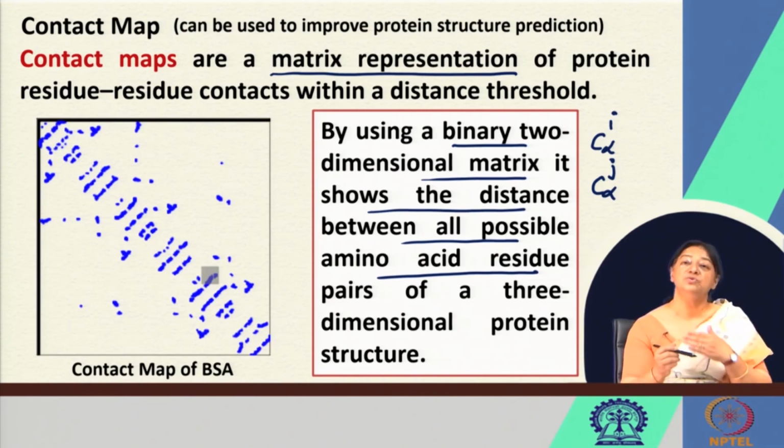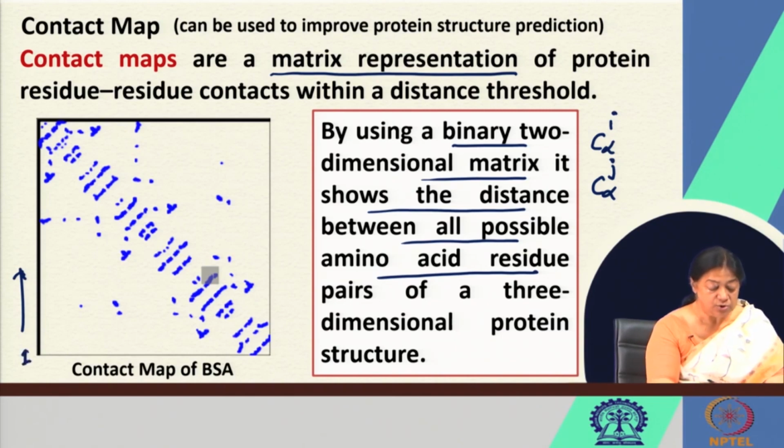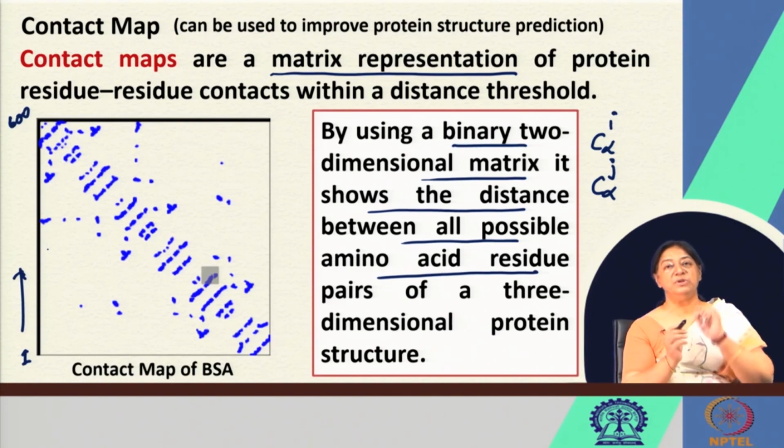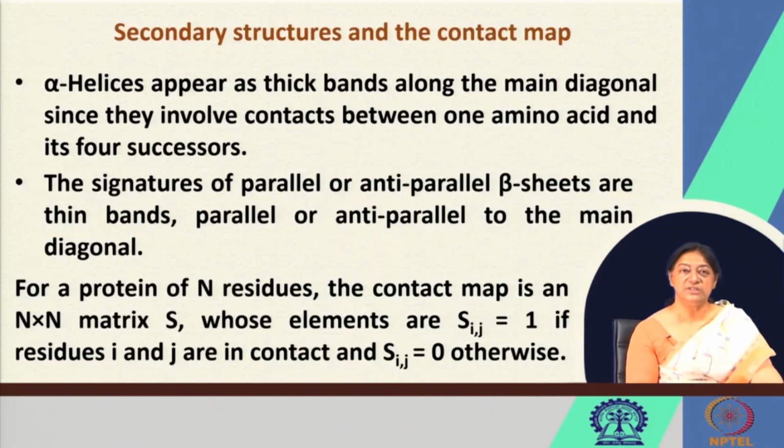Now, if we were to do this exercise from every atom to every other atom, say from residue 1 to residue 600, since BSA is a very large protein with close to 600 residues, this would mean that we have a contact map between the C alpha of 1 and C alpha of 2, C alpha of 1 and C alpha of 3, and so on, and we create what we call this two-dimensional binary matrix. Now, what is the information that we can get from this matrix? This is important.